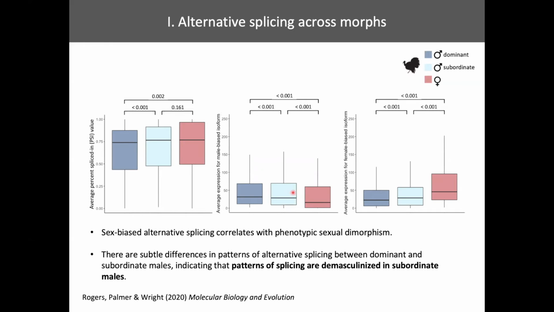And from the third graph, we can see that subordinate males also express female-biased isoforms at significantly higher levels than dominant males, consistent with feminization of female-biased isoforms in subordinate males. And these patterns are consistent with the phenotypic sex differences observed across morphs, where subordinate males occupy an intermediate position on the continuum of sexual dimorphism. Answering our first question.